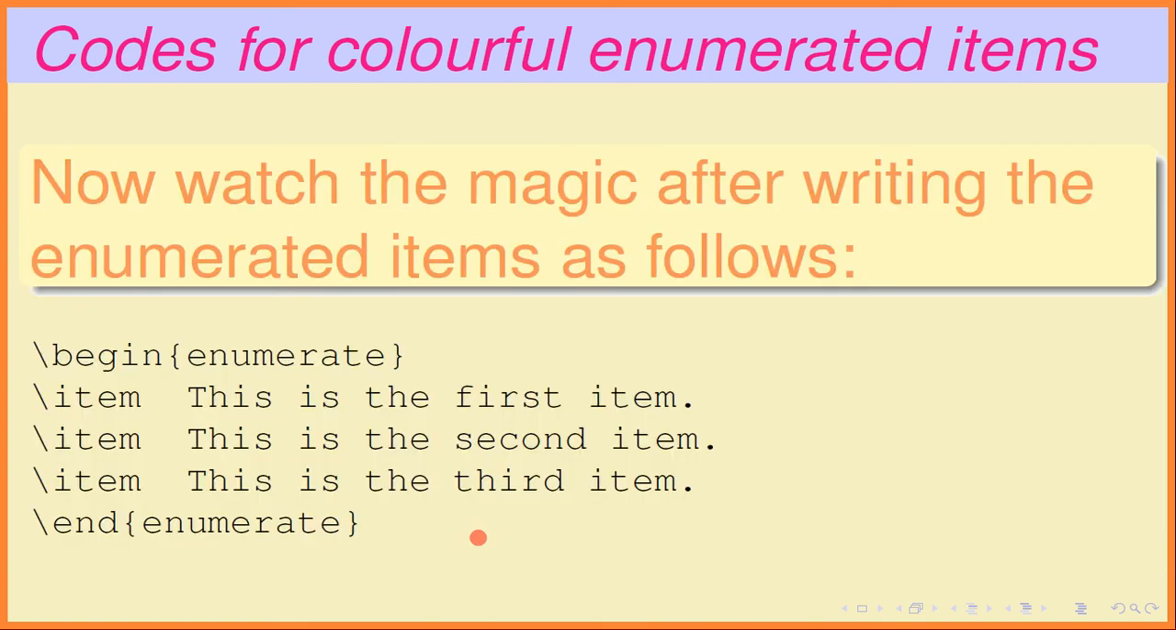Now watch the magic after writing the enumerated items as follows. So in the rest of the frames, wherever you need enumerated items, you can write the enumerated items like this, and you will notice how the item numbers have changed using all those new star, new ball, new circle, and so on.